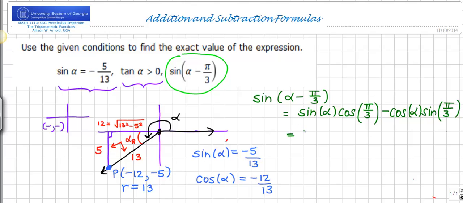Sine of alpha is negative 5/13. Cosine of pi over 3, or cosine of 60 degrees from our special triangle, is the value 1/2. Cosine of alpha is negative 12/13. And sine of pi over 3 is the value root 3 over 2 from that same special triangle.